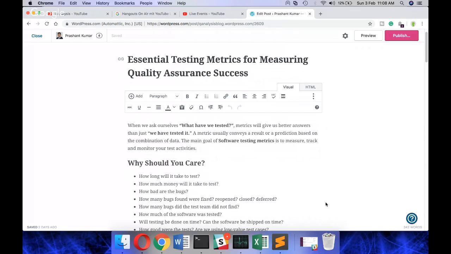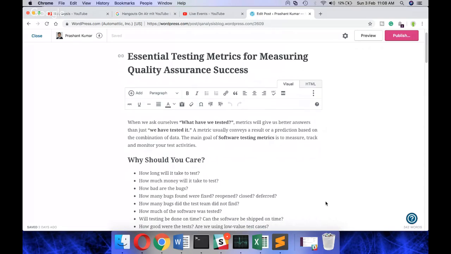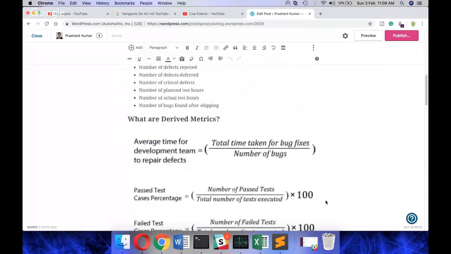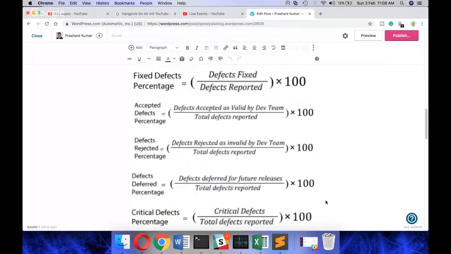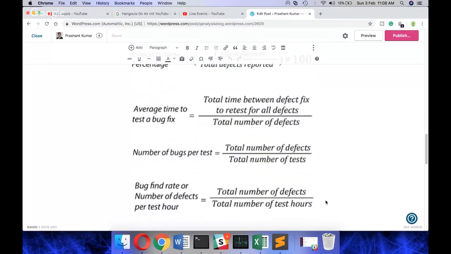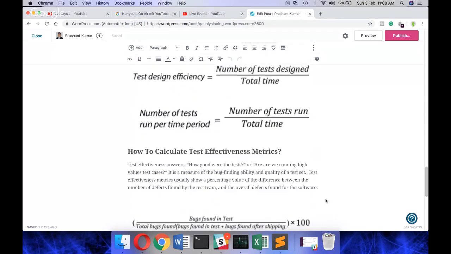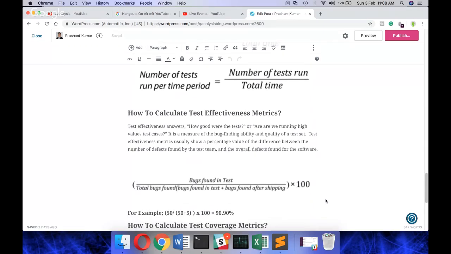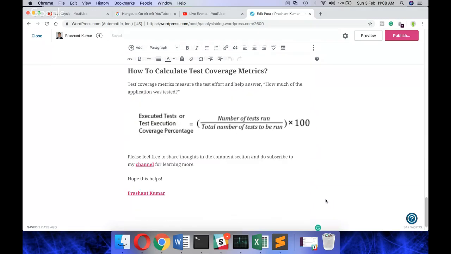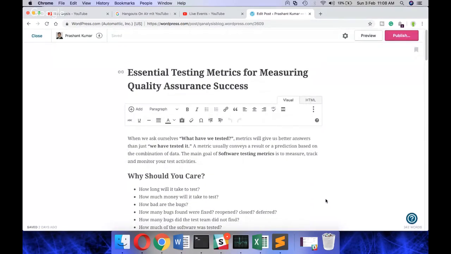In today's webinar, I'll be covering a few topics like why should you care about quality and software testing metrics? What are absolute metrics? What are derived metrics? Different kinds of formulas, how to calculate different metrics, and then how to calculate the test effectiveness metric, and then how to calculate the test coverage metric. So without wasting any further time, let's start with today's webinar.